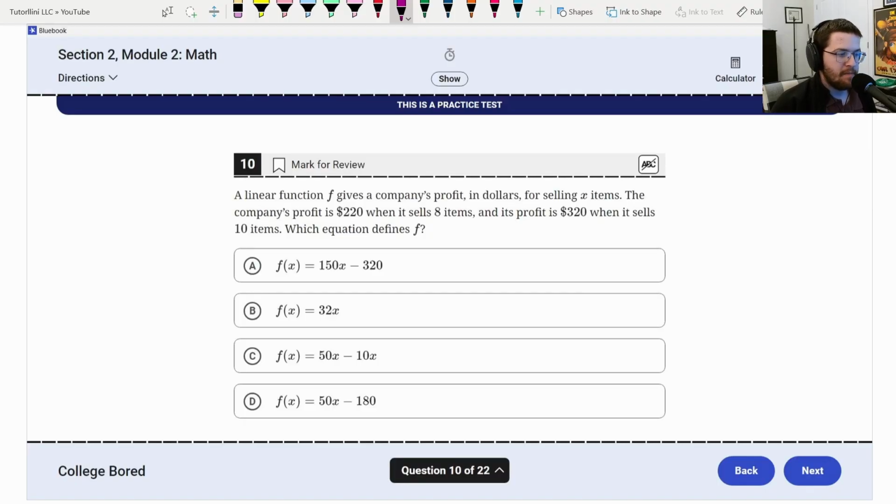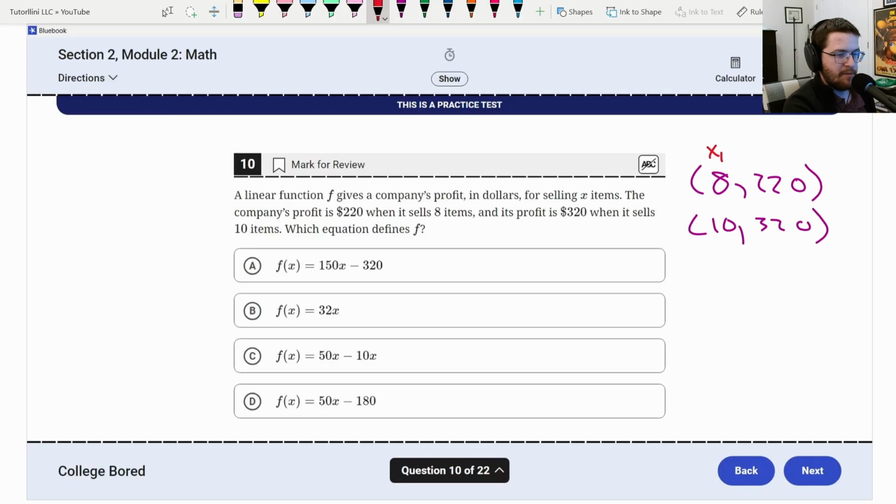Okay, question 10. This is finding the equation of a line from 2 points. You just got to be really careful because of the order they give it to you. You see it's 228, but x is the items, so it's really 8, 220. Lots of people would have just written down 220, 8. So pay very close attention to what they told you x was and what they told you y was, the function. The other point, again, it's not 320, 10. It's 10, 320.